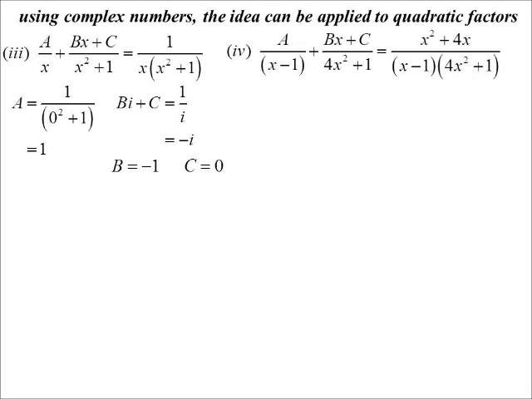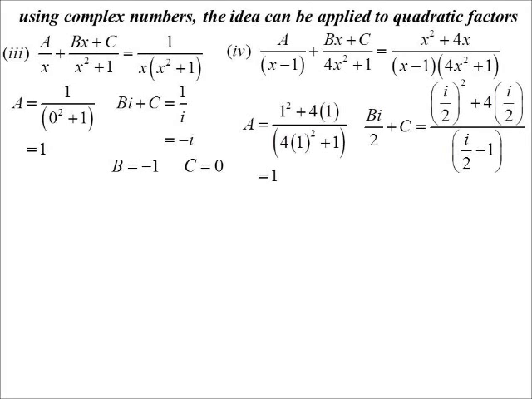Here's the next one. Oh, actually, I don't think we did look at this one. This one I just threw in there to show you that the idea works, because we've got a couple of factors here. To work out the A, I would substitute in 1. So cover up the x minus 1. It'll be 1 squared plus 4 over 4 times 1 squared plus 1, which works out to be 1. To work out the Bx plus C, I have to ask myself, what would make 4x squared plus 1 equal to 0? Well, the answer to that is a half i.